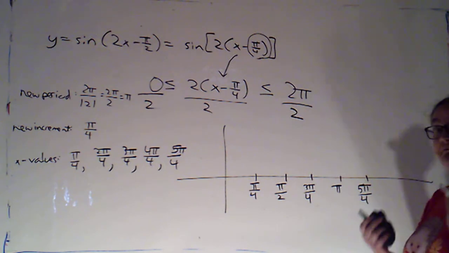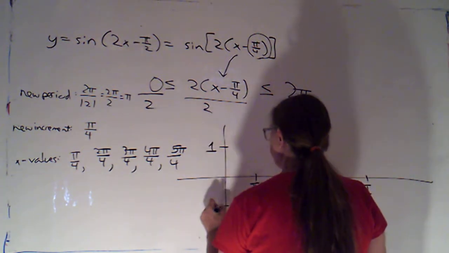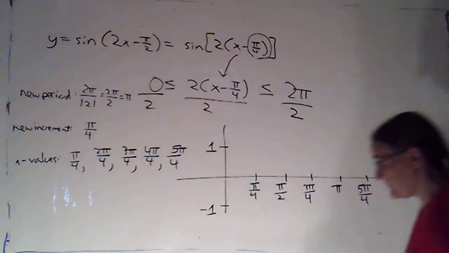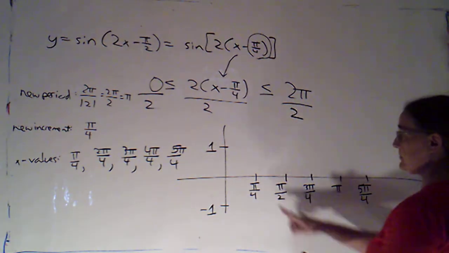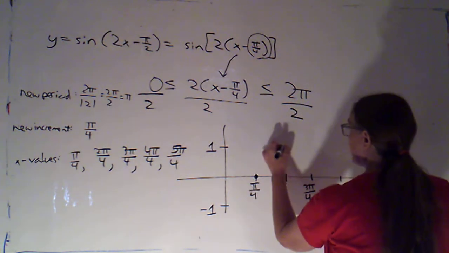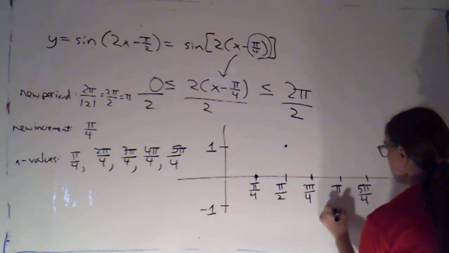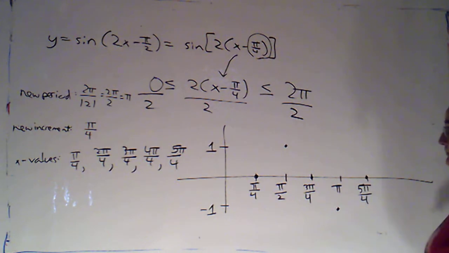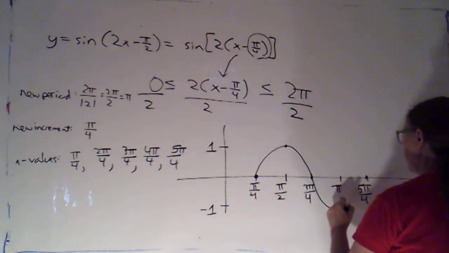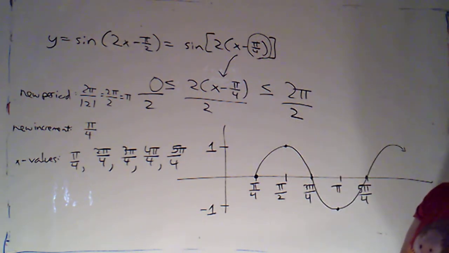Now, we haven't done any vertical transformations, so we've still got a high of 1 and a low of -1. And this was a sine function, so that starts at the middle value. So this was my starting point. So we start middle, high, middle, low, middle. So I can connect those dots, and I want to make sure I include an arrow to indicate that it goes on.